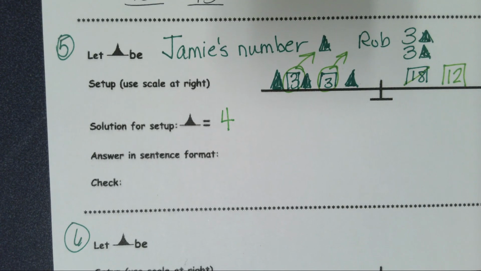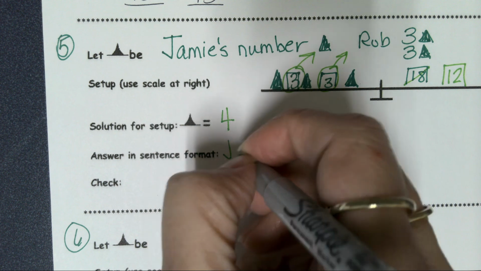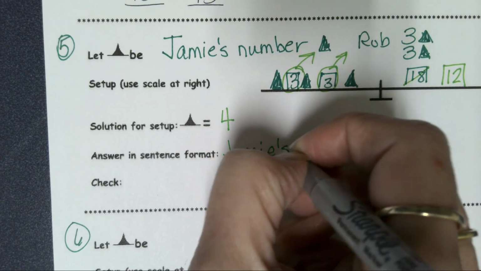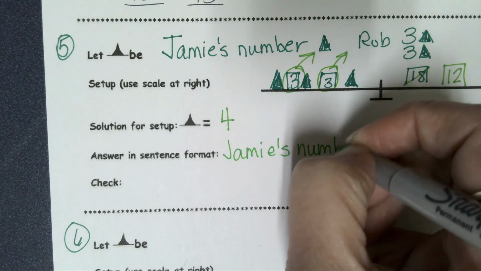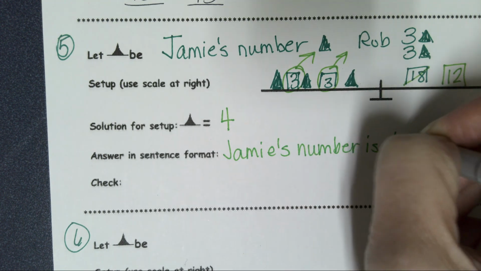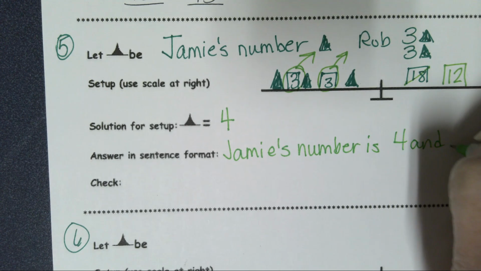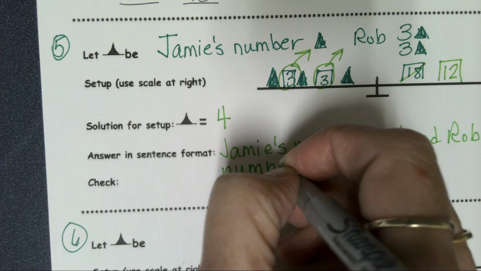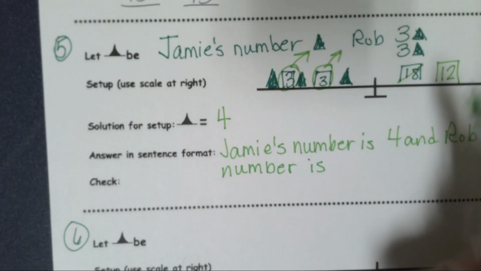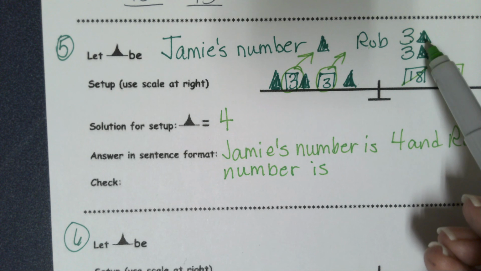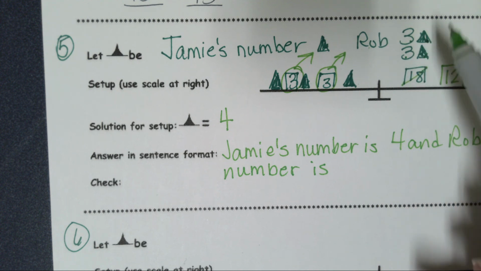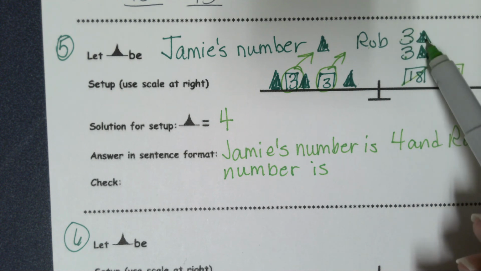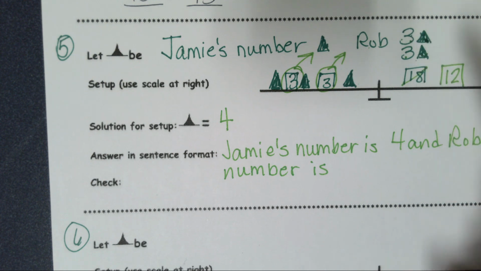The question said, what are the numbers? So we have to give both Jamie's number and Rob's number. So in sentence format, Jamie's number is 4 and Rob's number is, Rob's number was 3 plus pawn and 3 plus pawn, and if pawn is 4, 3 plus 4 is 7, and 7 plus 7 is 14.